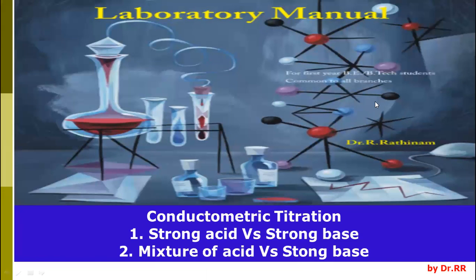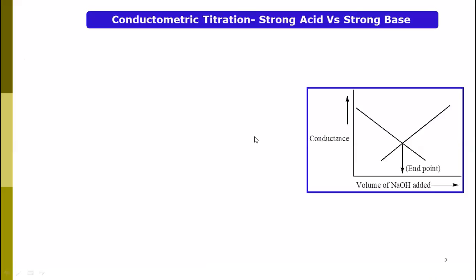Hello students, in this video we are going to discuss short procedure and Viva-Voce question for the conductometric titration. Under this we have two titrations. The first one is strong acid versus strong base and the second one is a mixture of acid versus strong base. So let us see the conductometric titration of strong acid versus strong base.